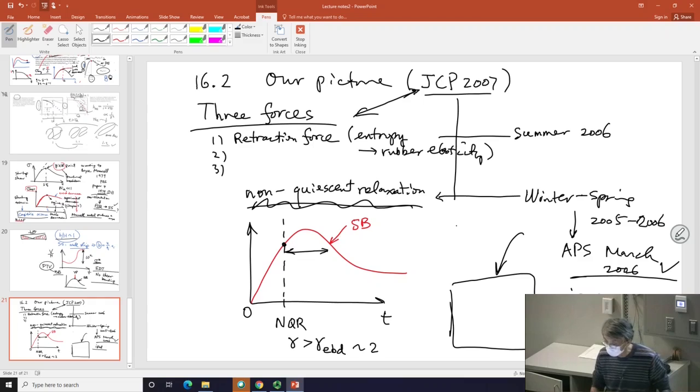I will give you a more careful formulation of what this force is with the right symbols, and introduce the other two forces as well. Okay, so with that.